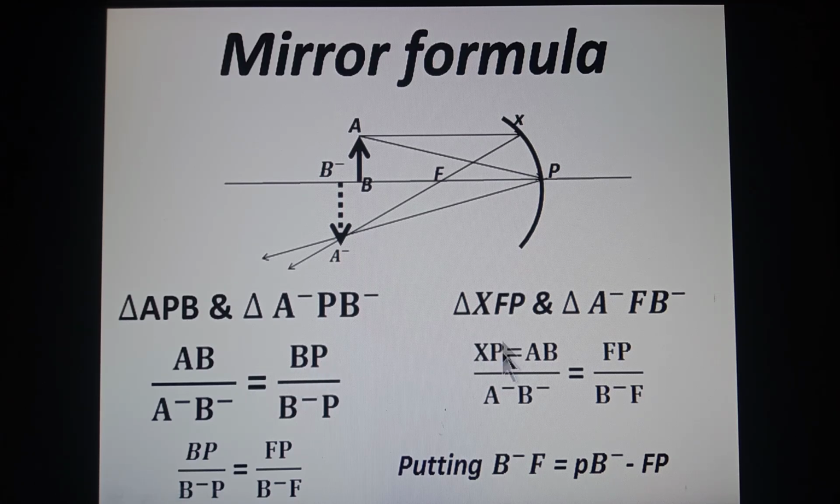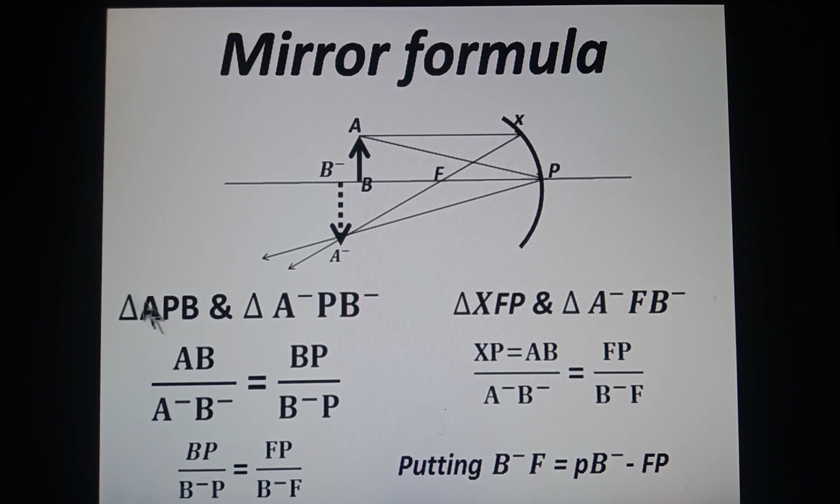Similarly, there are two other triangles, FXP and FA prime B prime. These two are also similar. So taking the ratio of two sides, that is XP over A prime B prime. Now look at the diagram. The distance XP equals the distance AB, being the distance between two parallel lines. So either we can write XP or we can write AB. So here I write AB over A prime B prime equal to FP, this side of this triangle, over B prime F, this side of the second triangle. So the ratio of these two sides is equal to the ratio of the other two sides.